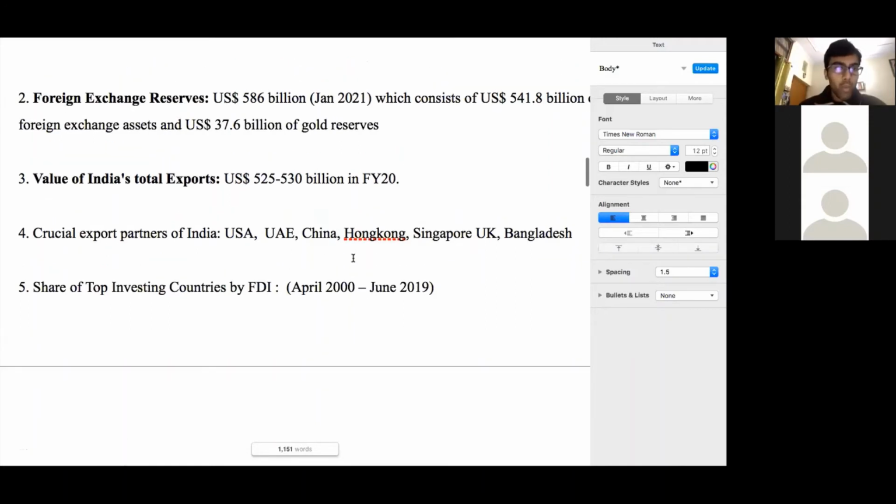Before I move on, two of you have asked whether the US has foreign exchange reserves. Yes, the United States also has foreign exchange reserves. In the last few years, it has maintained foreign exchange reserves of roughly around 57 to 60.